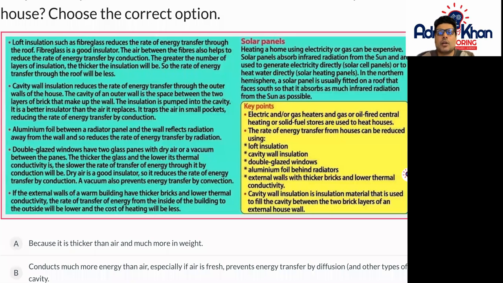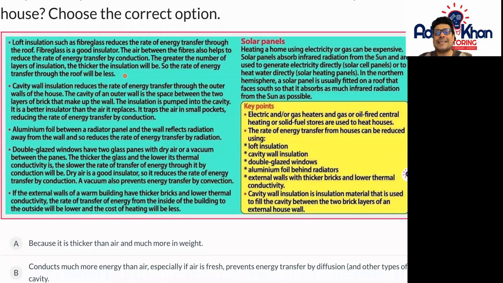So first of all, loft insulation such as fiberglass reduces the rate of energy transfer through the roof. For example, if you have an attic at home that has not been converted into a room, you may go up there one day and realize that there is fiberglass on the floorboards. Fiberglass could be different types of material. It could be orangey, yellowy material, and it could be a very thick type of insulation. So loft insulation, such as fiberglass, reduces the rate of energy transfer through the roof.